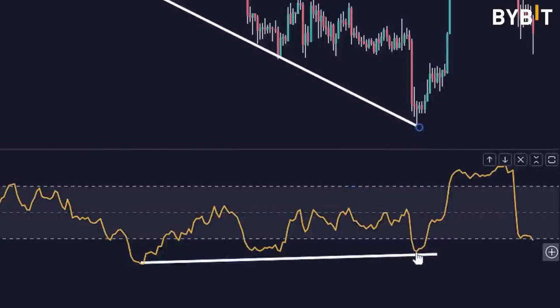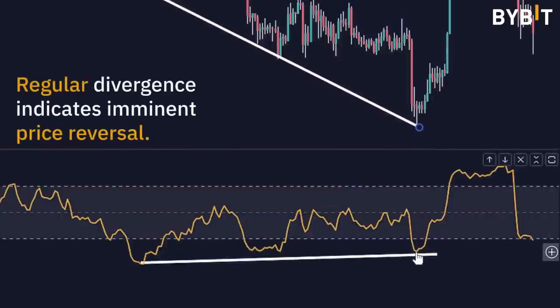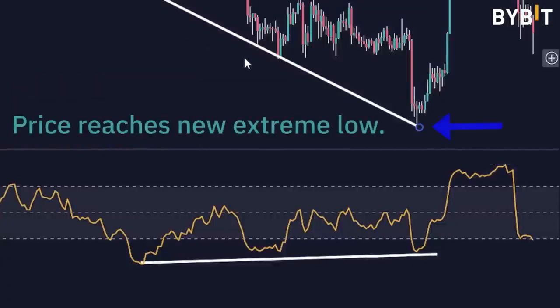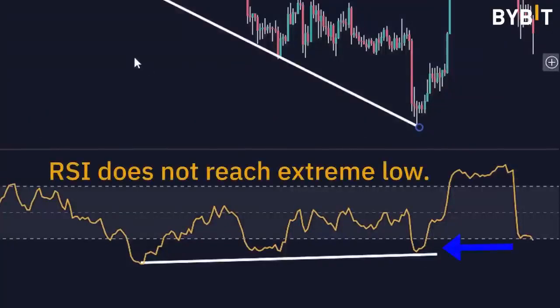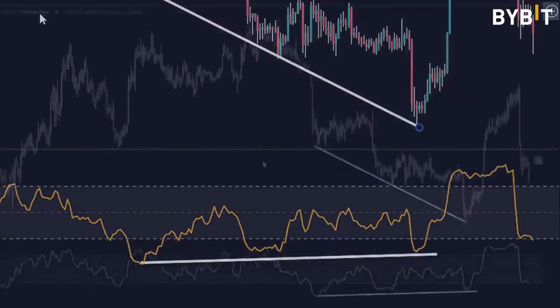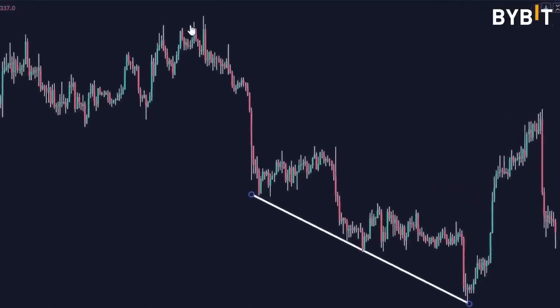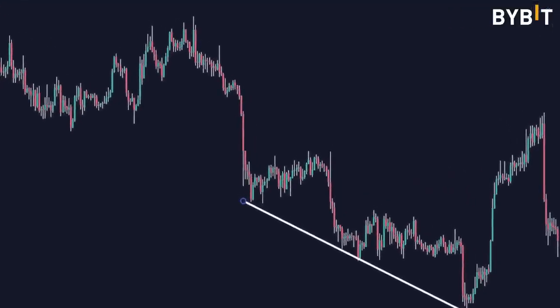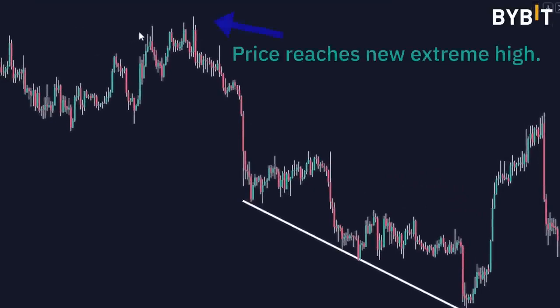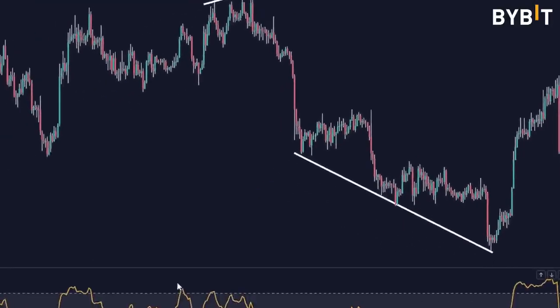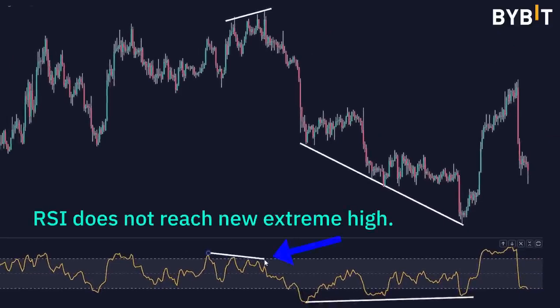So the momentum moving to the downside was not near as strong, and that tells us that the trend may be about to reverse. So in essence, the price is reaching a new extreme, but the RSI is not. Now this can happen in the opposite direction. So as a matter of fact, up here, we've got a situation where we've got price coming up and it's reaching a new high, but the RSI is not reaching a new high.